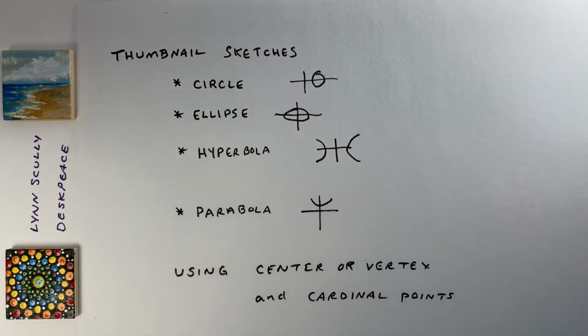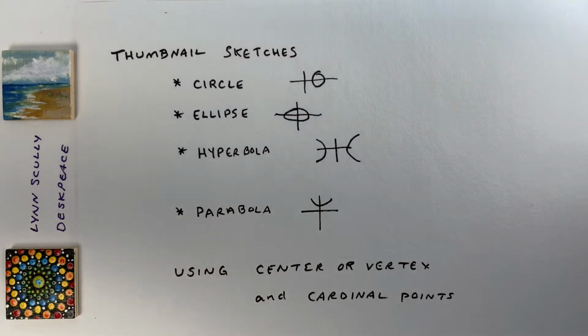I'm going to show you how to do thumbnail sketches of circles, ellipse, hyperbola, and parabola using the center or the vertex and some quick cardinal points.